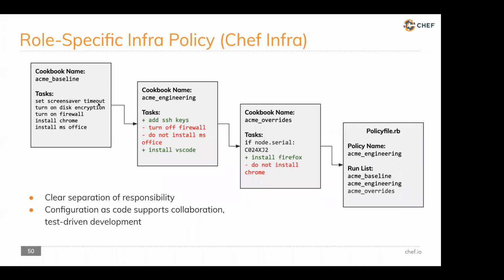Last thing I want to show is the pattern of having role-specific policy. So if you've defined a baseline in Chef that does everything that you require to make that node compliant, we can do things like have a special override that's just for the engineering org. And the way Chef cookbooks work is inheritance is very key to how you do Chef. So you might develop a cookbook which inherits baseline and then maybe turns off firewall, does not install Office, installs VS Code, adds some SSH keys or things like that.